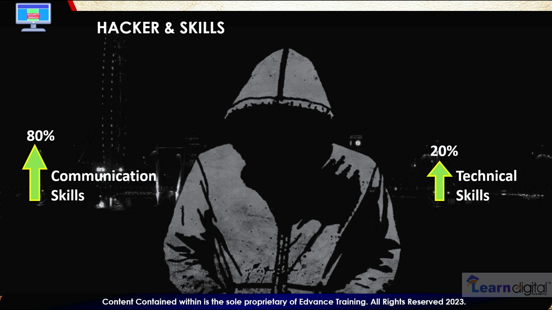So the next is hackers and skills. As you can see on my screen right now, hackers are using 80% communication skills and 20% technical skills. Yes, that is strange, but it's reality. I have worked with a lot of cybercrime police departments in various states, and I have observed a lot of cases in cybercrime. Most of the cases are phishing. In phishing, hackers, or you can say attackers, are using 80% communication skills and 20% technical skills.